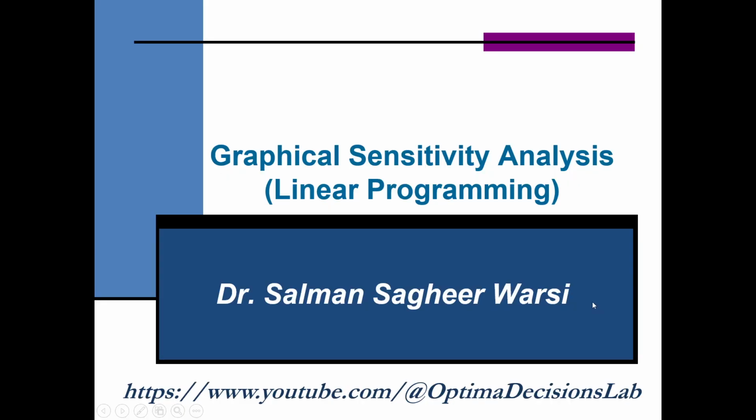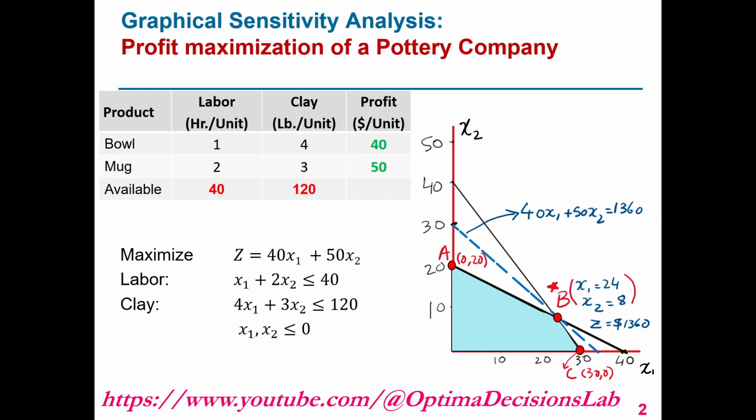This is my third lecture on sensitivity analysis using the graphical method. In the first lecture, we graphically obtained an optimal point of a profit maximization problem, and we found that point B is the optimal point with x1 equal to 24 and x2 equal to 8, and a profit equal to $1,360.